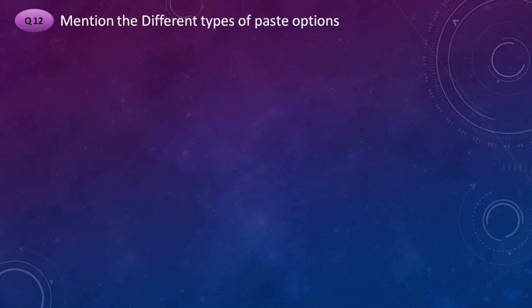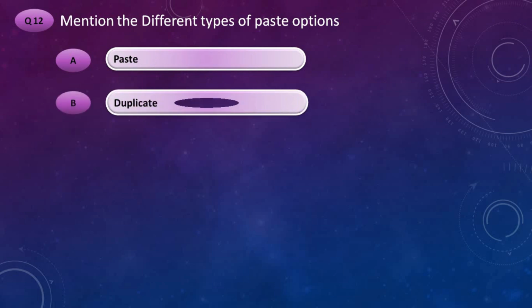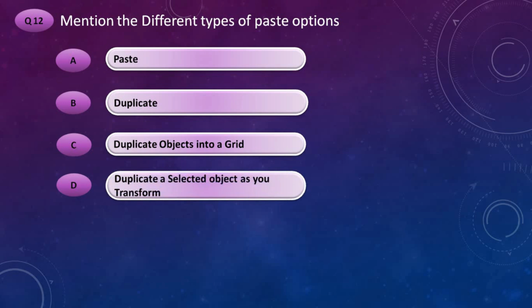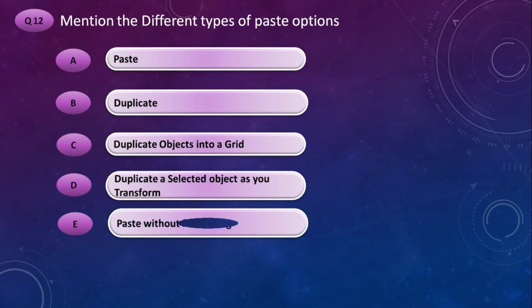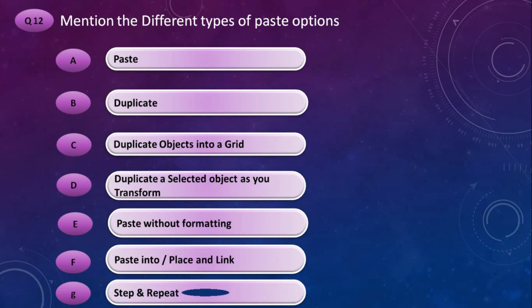Mention the different types of paste options. We have paste, duplicate, duplicate objects into a grid, duplicate a selected object as you transform, paste without formatting, paste into. We also have paste and link, and step and repeat. So these are the different ways you can paste.